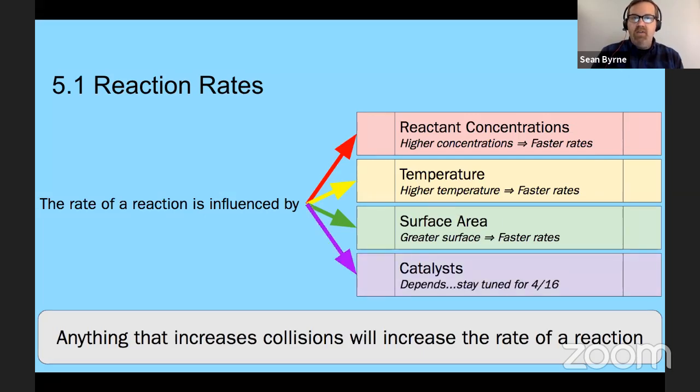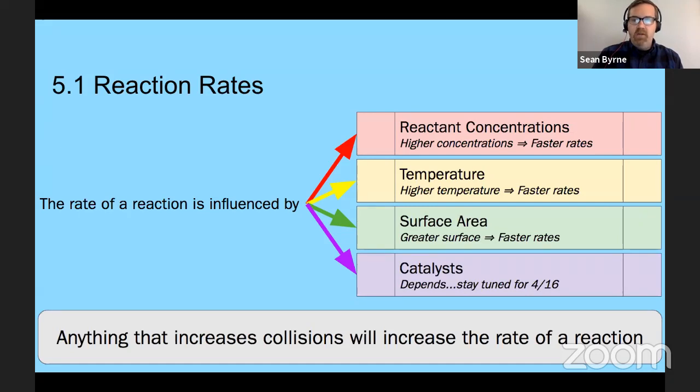And catalyst is kind of a unique situation, so I'm not going to say too much about that. I'm just going to encourage you to stay tuned for Thursday. It's important that we talk about catalysts in terms of their effect on the rate of a reaction, and these are the four big things that are going to affect the rates. But I don't want to get too much into the specifics of how a catalyst is going to react, except right now just to say it depends. And so let's put that off. Typically, catalysts are going to increase the rate of a reaction, but we'll look at all of the permutations of that on Thursday.